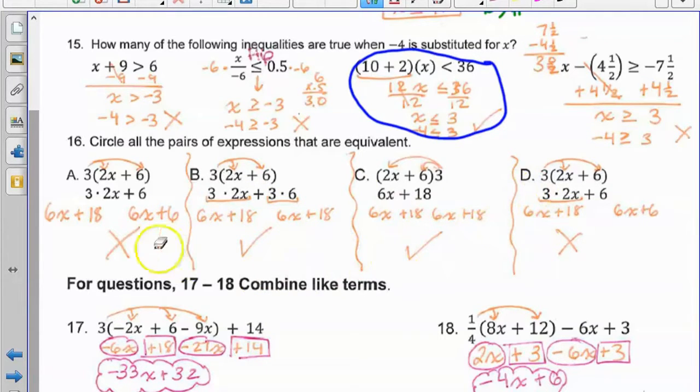Alrighty, so with this question number 16, again, making sure you're doing your properties, distributing correctly, combine like terms where you can, and then I compared each one, and only these two were the same. Alright, so next one, number 17. Number 17, we have to combine like terms as well.